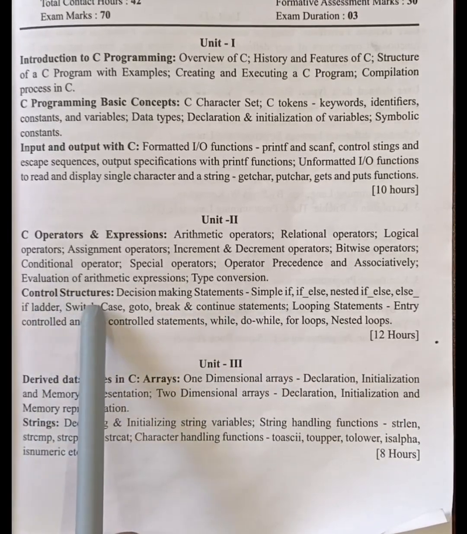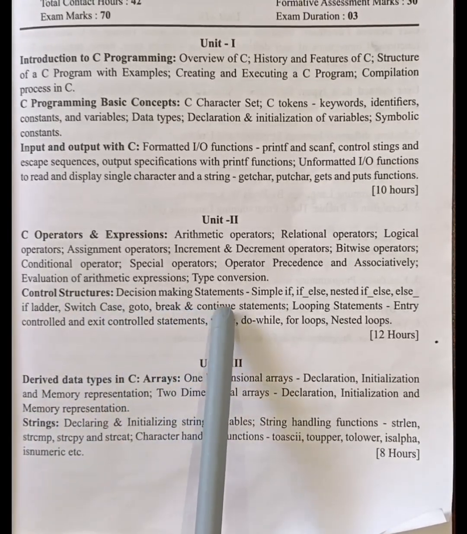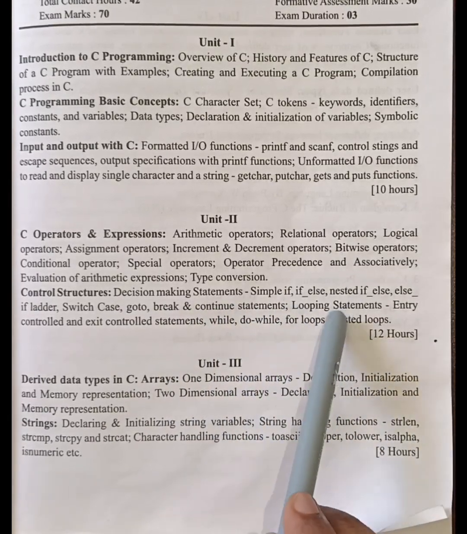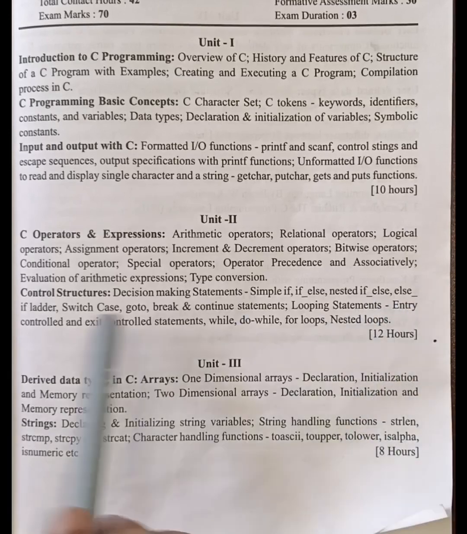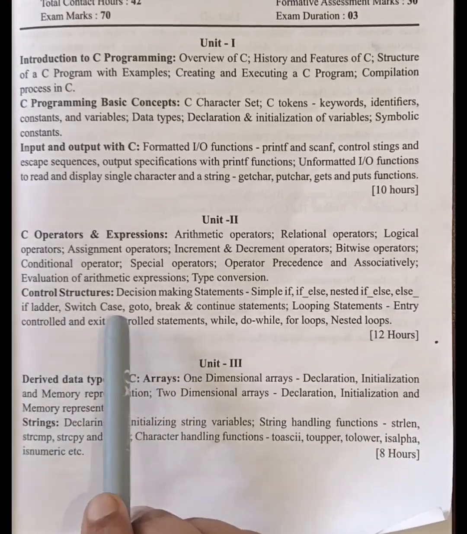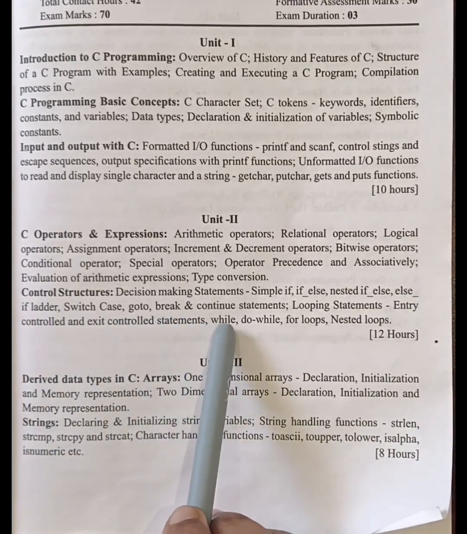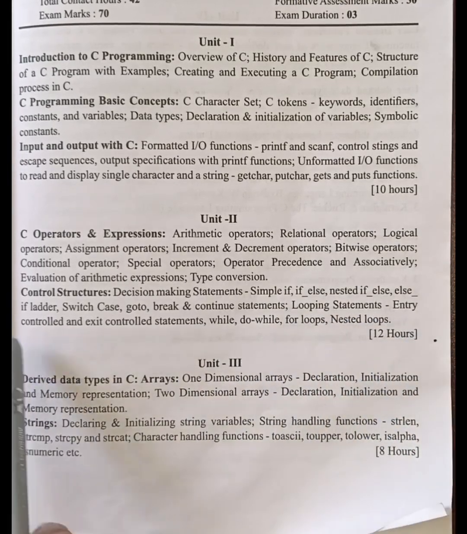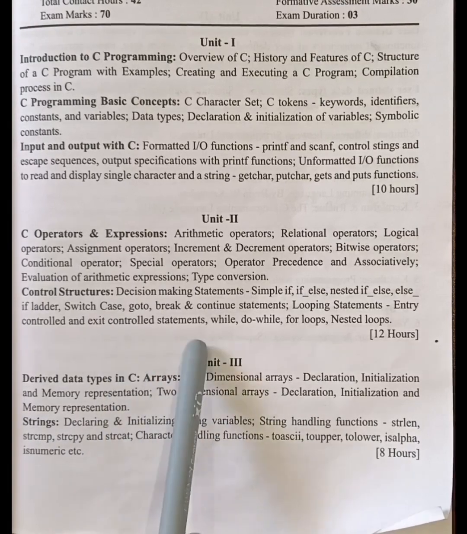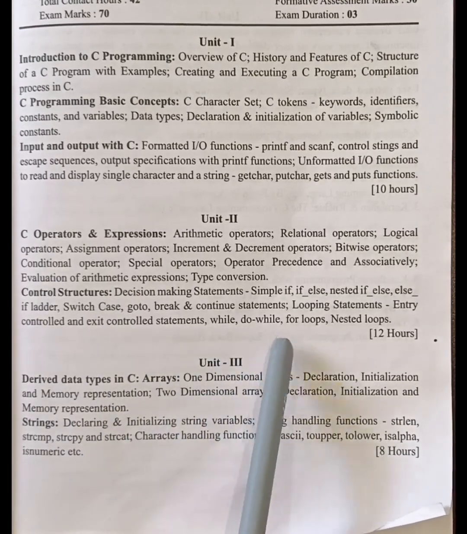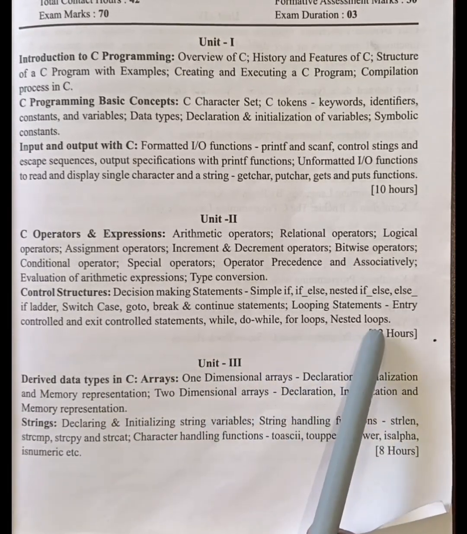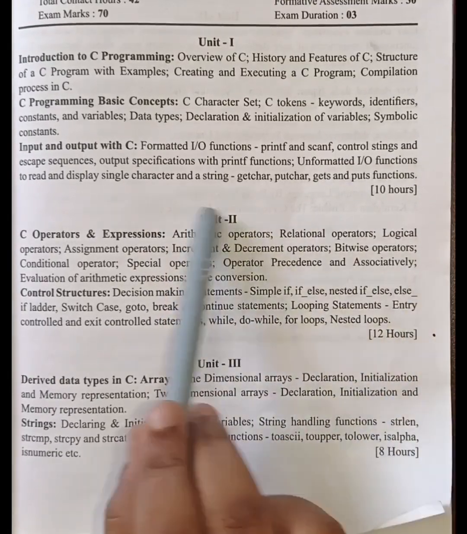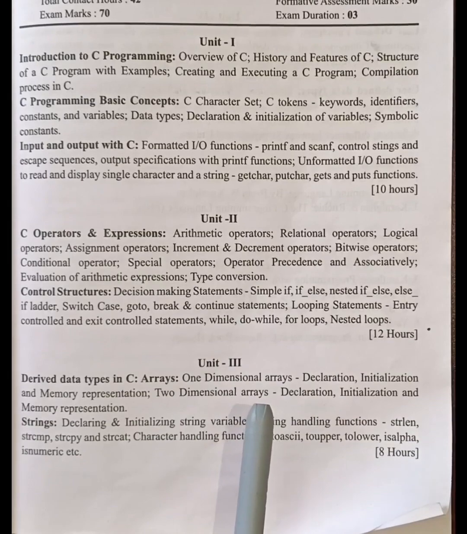Second chapter will be control structures. In it we have various topics like decision making statements, simple if else, nested if, else if ladder, switch case, goto, break and continue statements, looping statements, entry controlled and exit controlled statements, while, do while, for loops and nested loops. These are all unit 2's chapters and their topics. Next we'll go for unit 3.